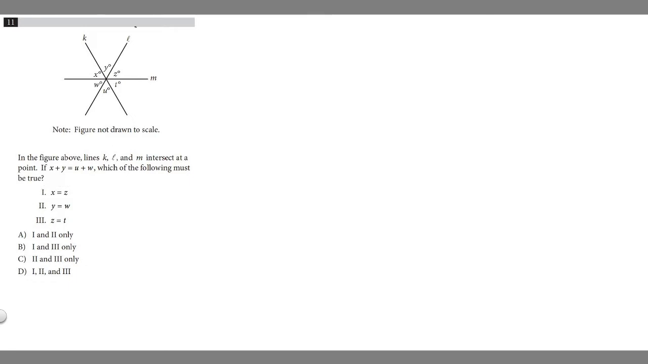And so we're given this figure here, and we're given this equation. So what we want to do is just write out our equation: x plus y equals u plus w. We have this graph, and we're going to use this to help determine whether or not these are true. So let's start with the first one. Is x equal to z?